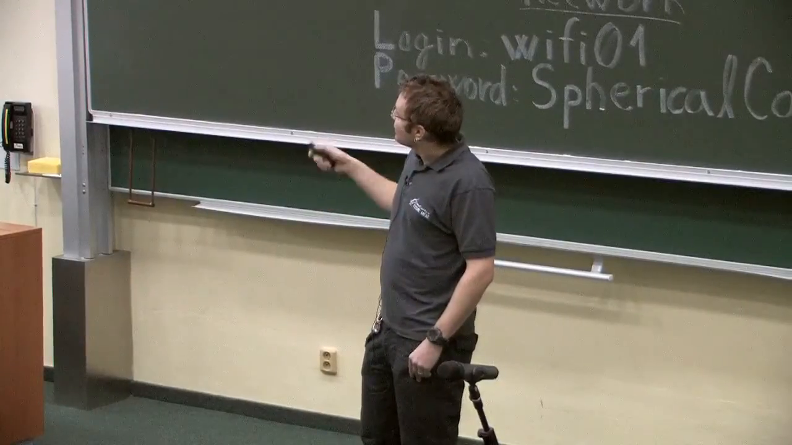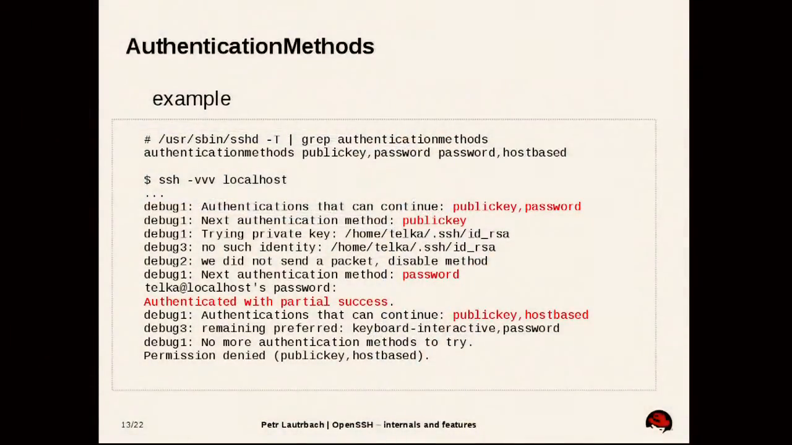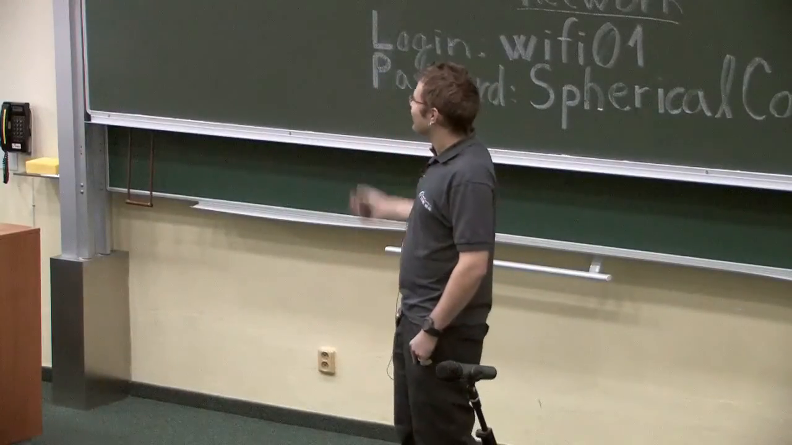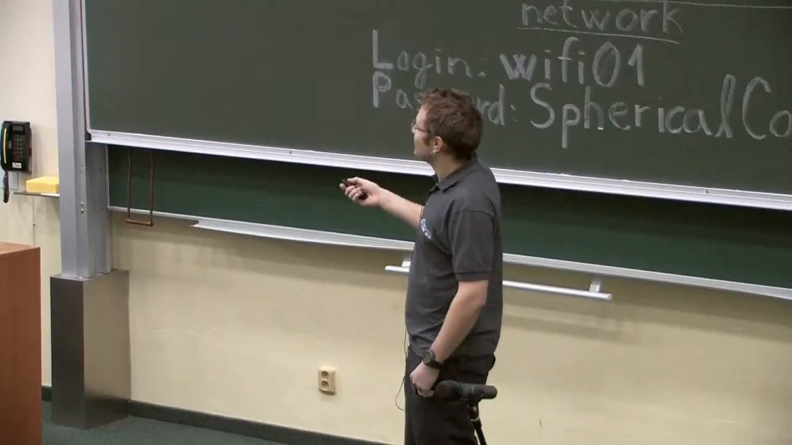With this response, he gets another list where he's told that he can use public key again first, and host-based. And since he already knows that he can't use public key, he tries to use host-based authentication, but it's not configured for host-based. So he gets permission denied. He can't use host-based. It's not configured. And authentication fails.